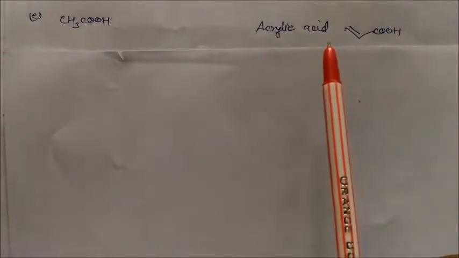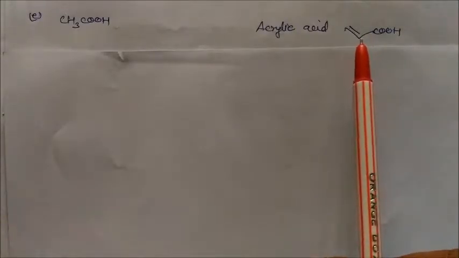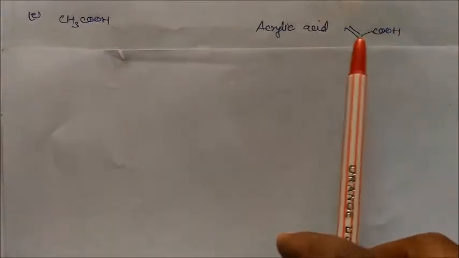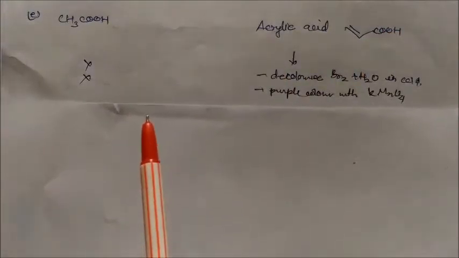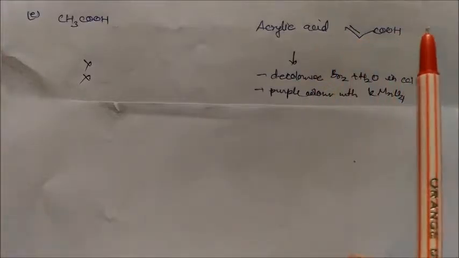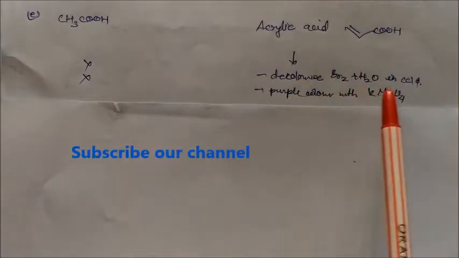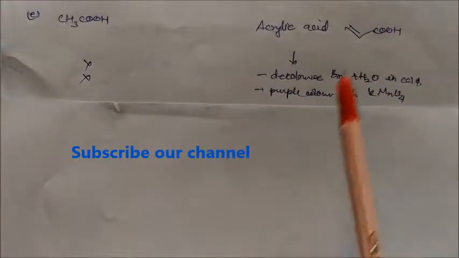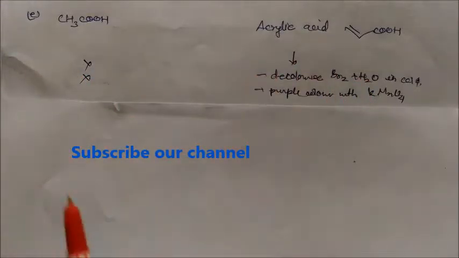Acetic acid and acrylic acid. Acrylic acid is propenoic acid, prop-2-enoic acid. The second carbon has the double bond. How can we identify between these two products? This is an unsaturated carboxylic acid, so due to unsaturation we will take the test of unsaturation. It will decolorize bromine water in CCl4, or this double bond will react with KMnO4 to give the purple color. These two tests are not given by acetic acid. In this way, we can distinguish these two different compounds.